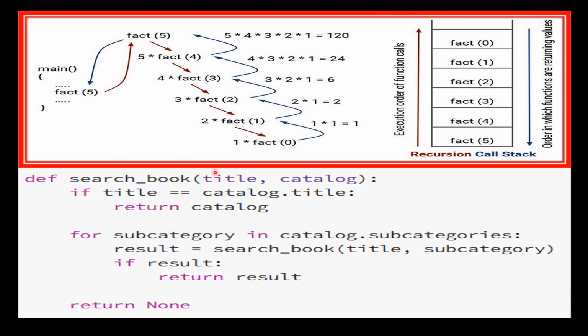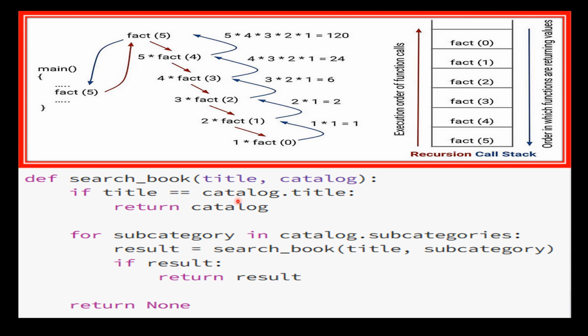So let's understand it using a simplified pseudocode for searching a library catalog. In this example, search book is a recursive function that takes the title of book and a catalog as input. The function first checks if the title of the current catalog matches the input. If it does, it returns the catalog. Otherwise, it recursively calls itself on each subcategory of the current catalog until it finds the book or runs out of the subcategory. If the book is not found, the function returns none.